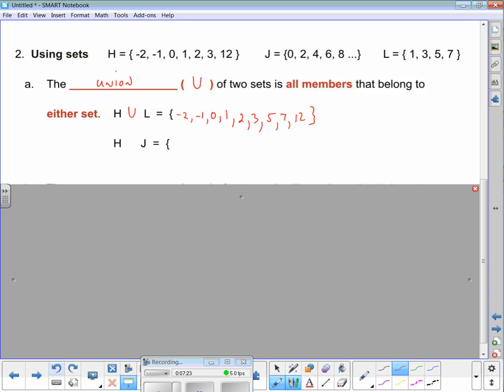Now, look at what happens here with H union J. I'm just going to start out similar. I'm going to start with H because it has the smallest number in it, -2, -1. They both have 0. H has a 1. They both have 2. H has a 3, right? Now I'm in J. J has a 4. J has a 6. J has an 8. What else does J have? Be careful here. Doesn't J have a 10? Yes. Do they both have a 12?